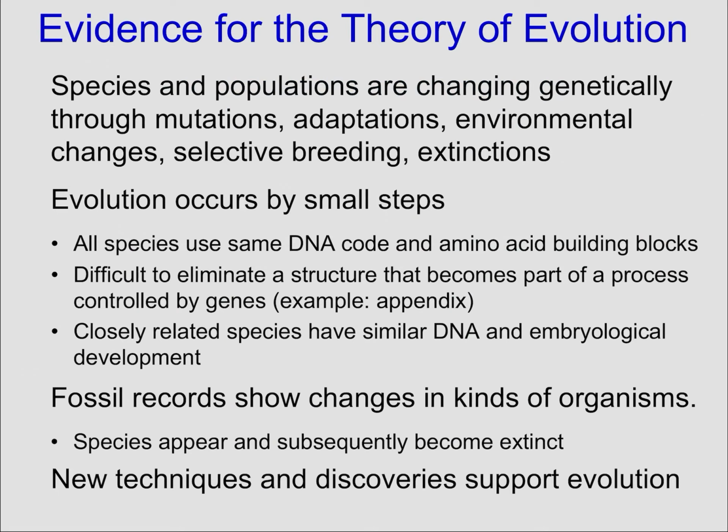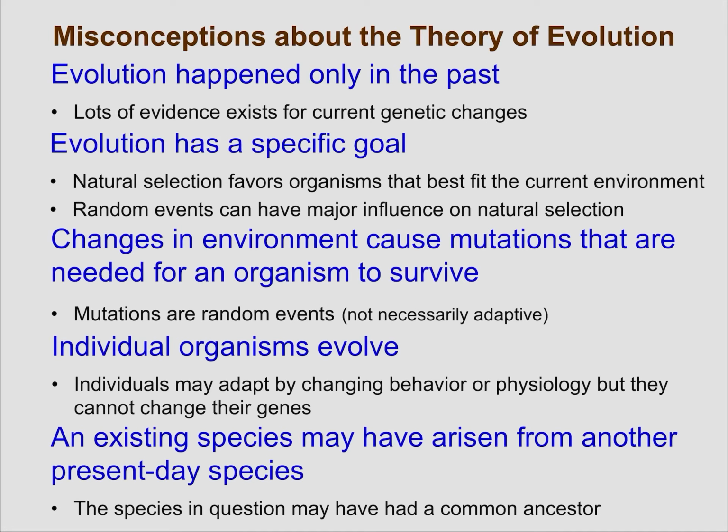It's difficult to eliminate a structure that becomes part of a process controlled by genes. An example is the appendix. Closely related species have similar DNA and embryological development, so we know that the way embryos develop is very similar, even though we do turn out to look very different, not just humans, but humans and primates and things like that. Embryologically we share a lot of similarities. Fossil records also show changes in kinds of organisms. Species appear and subsequently become extinct. And there are also new techniques and discoveries supporting evolution.